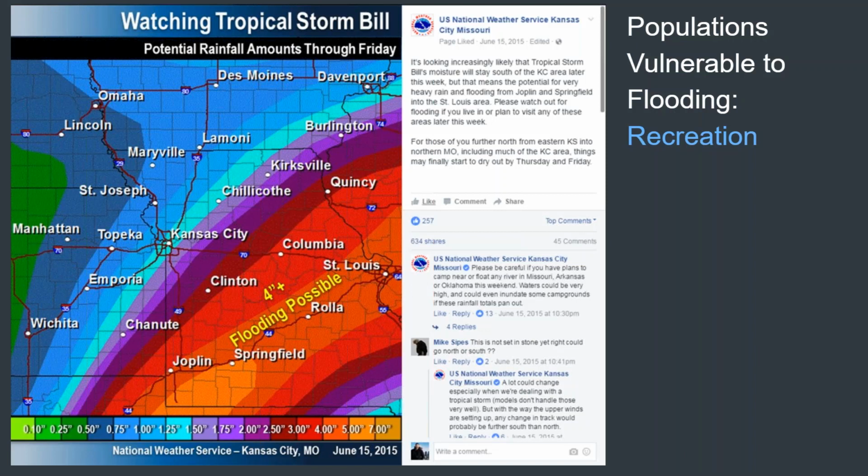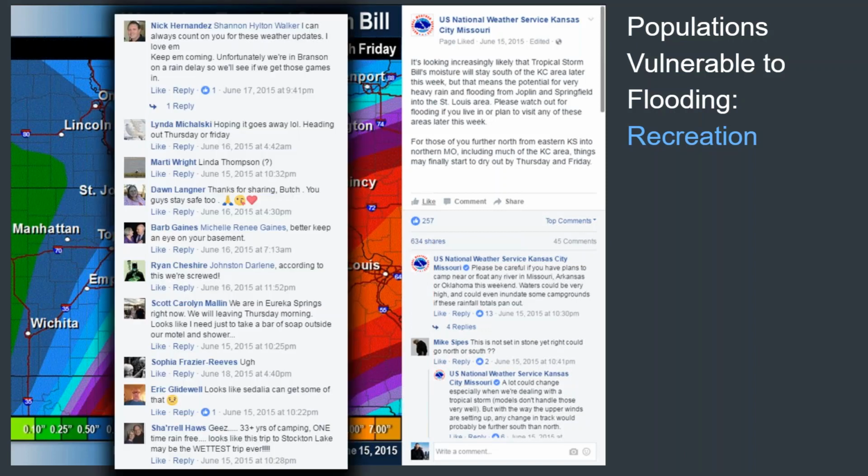But looking at some of the engagement, when all we're basically saying is, here's a lot of rain, watch out for flooding. Yeah, people are getting the message, but some of these are not taking it so seriously. I can go outside with a bar of soap and shower. According to this, we're screwed. Wettest float trip ever. That doesn't sound like someone who's really taking it seriously.